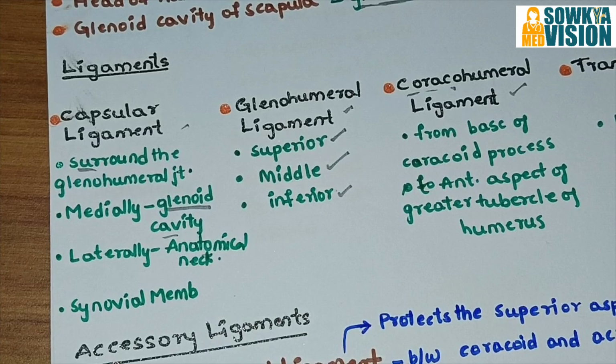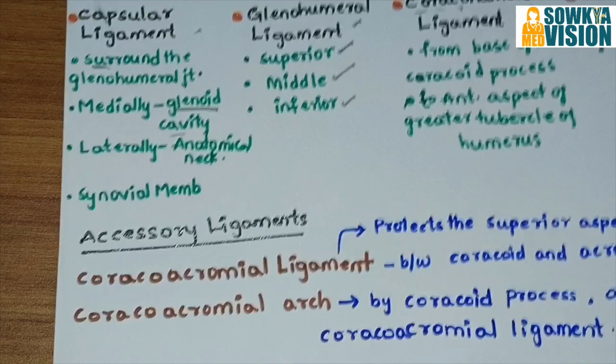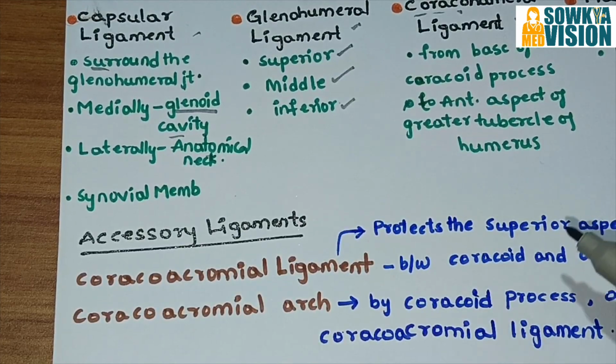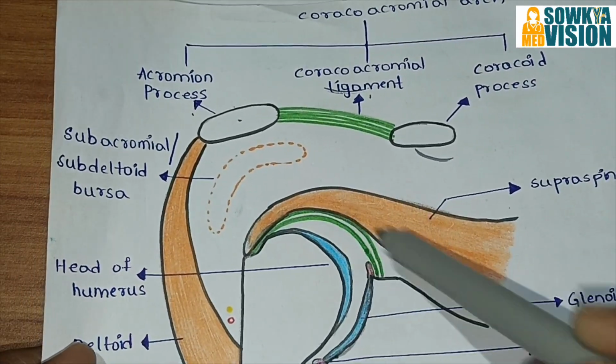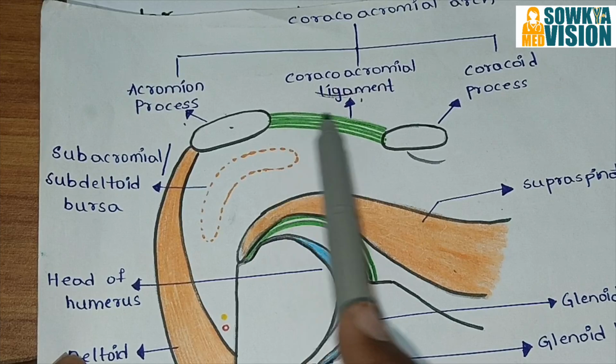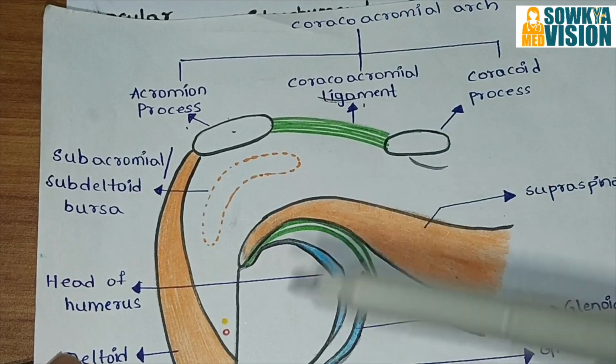Yes, what is the function of this ligament? What is the function of the coracoacromial ligament? It protects the joint from the superior aspect. See, this is the joint, right? This is present superior to the joint, above the joint. It protects the joint from the superior aspect.